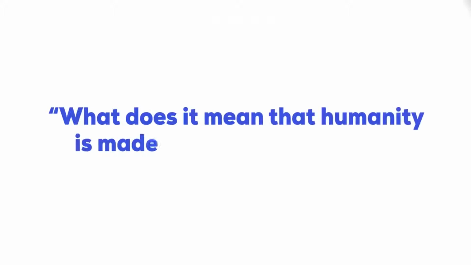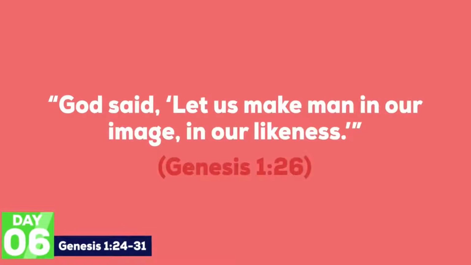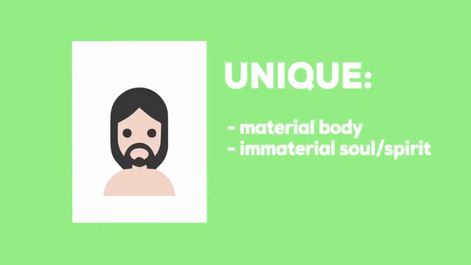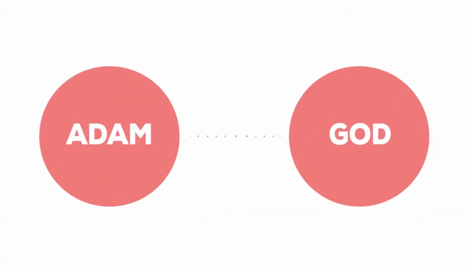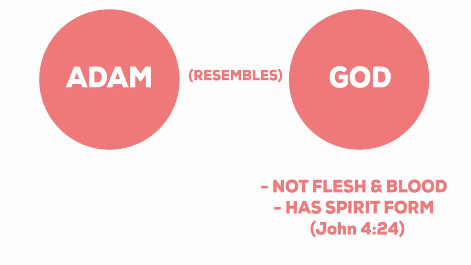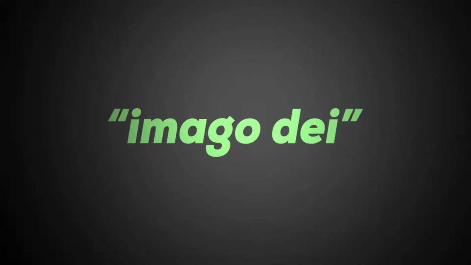What does it mean that humanity is made in the image of God? We're going to answer that question. On the last day of creation, God said, "Let us make man in our image, in our likeness." Thus, he finished his work with a personal touch. God formed Adam from the dust and gave him life by sharing his own breath. Because of this, humanity is unique among all of God's creations, having both a material body and an immaterial soul, spirit. Having the image or likeness of God means simply that we were made to resemble God. Adam did not resemble God in the sense of God's having flesh and blood. Scripture says that God is spirit and therefore exists without a body. However, Adam's body did mirror the life of God insofar as it was created in perfect health and was not subject to death. Imago Dei, Latin for the image of God, refers to the immaterial part of humanity.